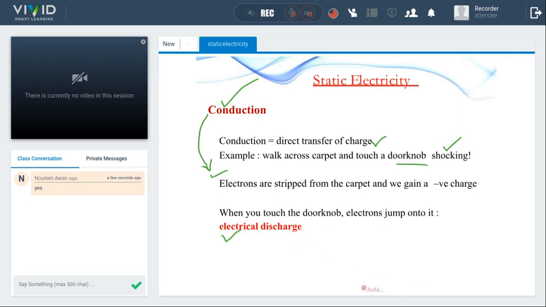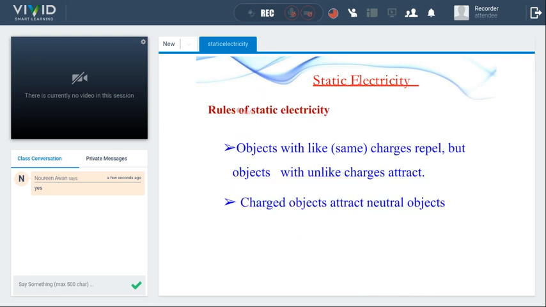Okay. So here we have the rules of static electricity. Number one, objects with like charges repel, but objects with unlike charges attract each other. That is the rule that is much important, and we have discussed it in our previous examples. And charged objects attract neutral objects. That is a much more important thing.